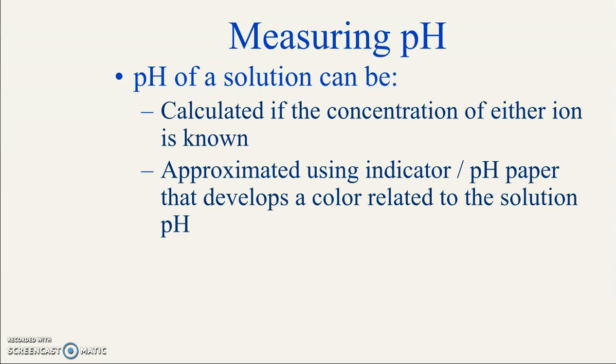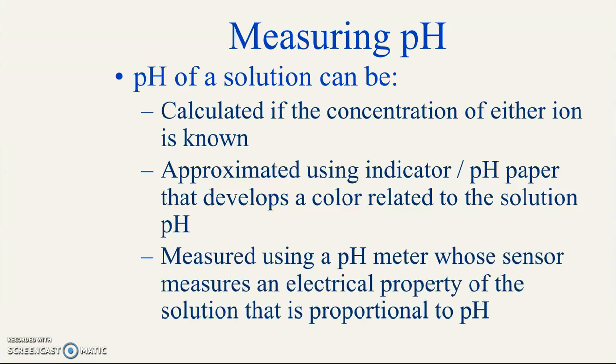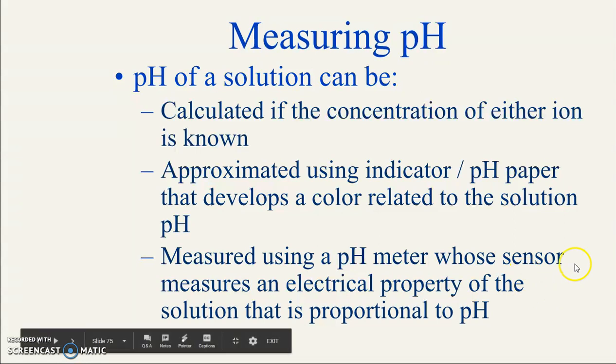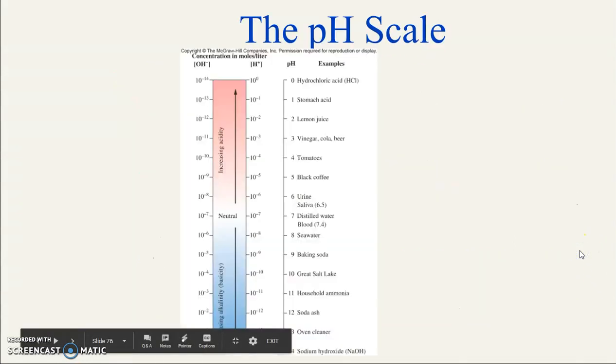So if you know how much hydrogen is in there, or you know how much hydroxide is in there, then I can calculate it. It can be approximated using an indicator, which will change color. Like pH paper is something that'll change color, and then you compare it to a table to see what pH would be what color. Or it can be measured using a pH meter, where the sensor is going to measure an electrical property of the solution that's proportional to the pH. So it's going to tell you how much electricity is traveling through there because of that hydrogen ion, and that is proportional to the pH. So there are 3 ways to really tell what the pH of a solution is.